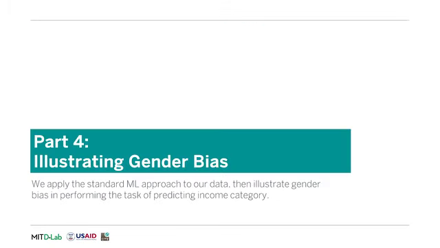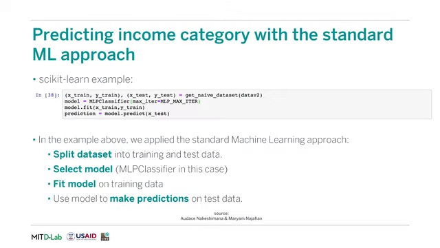In the fourth part of this module, we are going to illustrate gender bias. We'll apply the standard machine learning approach to our data and then evaluate the bias in the task of predicting income category. We start by splitting the dataset into the training and test data. We then fit an MLP classifier on training data, then use the model to make predictions on the test data.